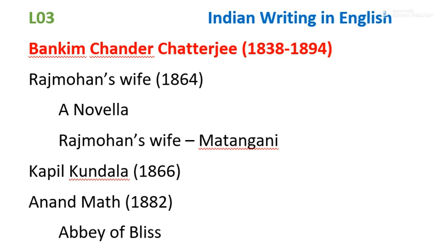This novel is written during the struggle of 1857, and here we have women as the prominent character of this novel. And the theme of this novel is that woman is pure and chaste, and she cannot be harmed by the Britishers. During the events of this novel, we see the struggle of 1857 as well. Now, Rajmohan's Wife is presented here as a strong woman.